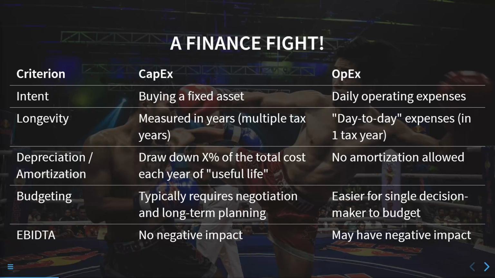Capital expenditures are usually about buying fixed assets. They're buying buildings, buying plants, large equipment, things that you expect to keep for a large amount of time, for a long time, multiple tax years.